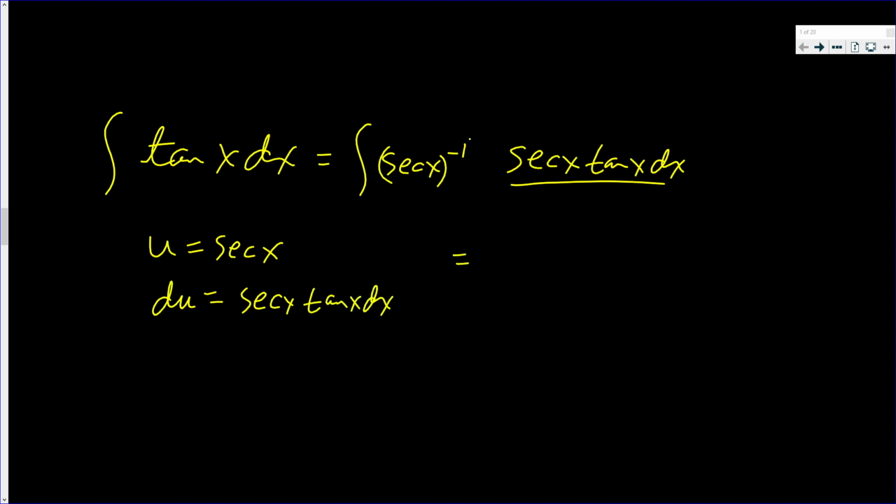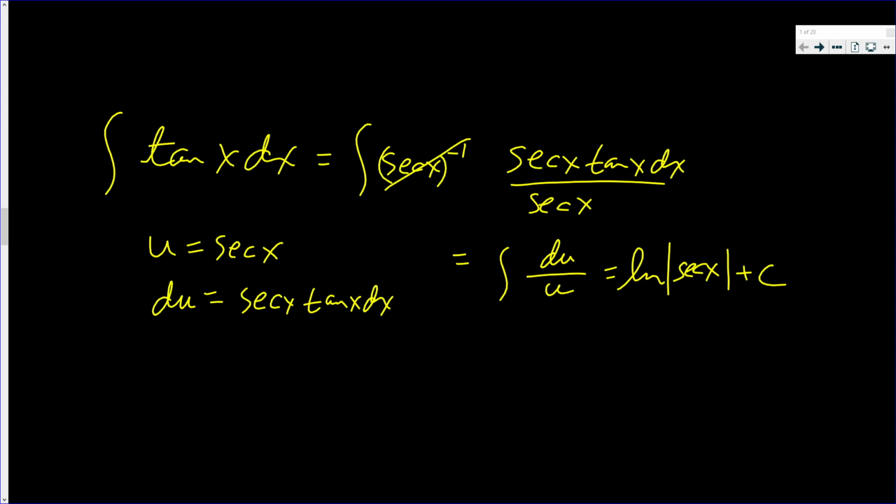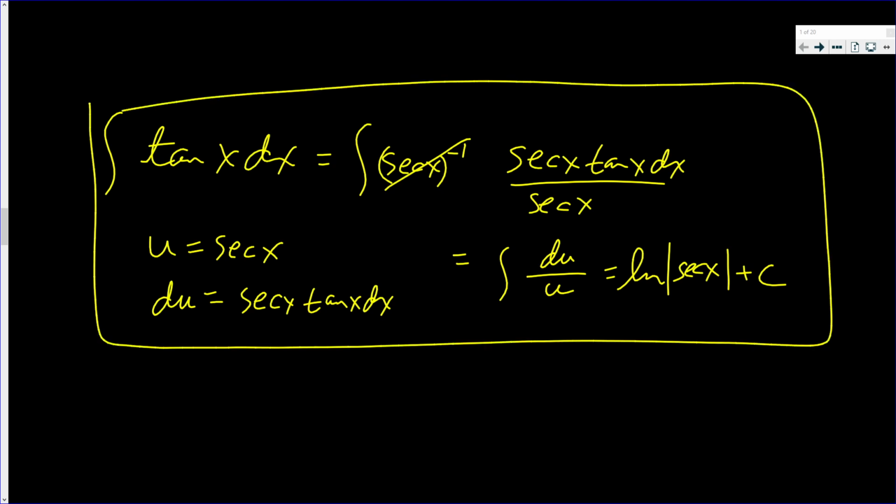Now, I could put this secant on the bottom. So I have u on the bottom, I have du on top. This is just ln of u, plus c. Now, to be honest, I would never integrate it this way. I just wanted to illustrate what happens if you think of having secant to the 0, which is 1.